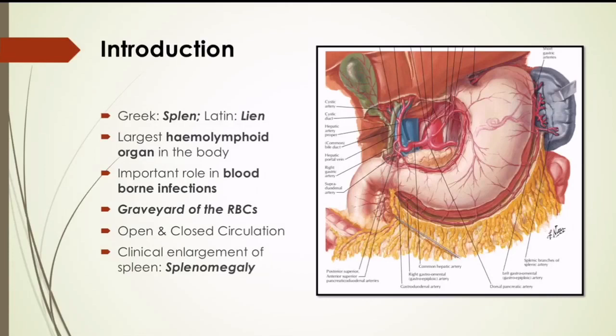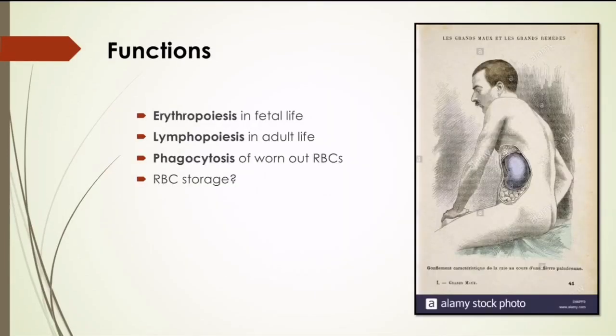Another role is storage of RBCs, which is not seen in human beings, but it is seen in animals with high intravascular volumes, such as the horse. The functions: erythropoiesis, or the production of red blood cells in fetal life; lymphopoiesis, basically production of lymphatic tissue such as macrophages, plasma cells in adult life; phagocytosis of worn out and old RBCs, as we mentioned before; and RBC storage, which is primarily more seen in lower animals, but it's controversial whether it's seen in humans or not.